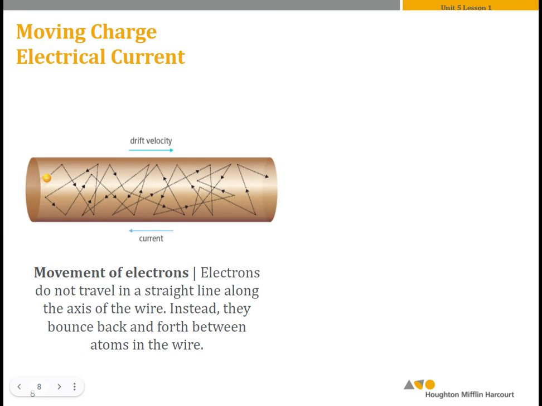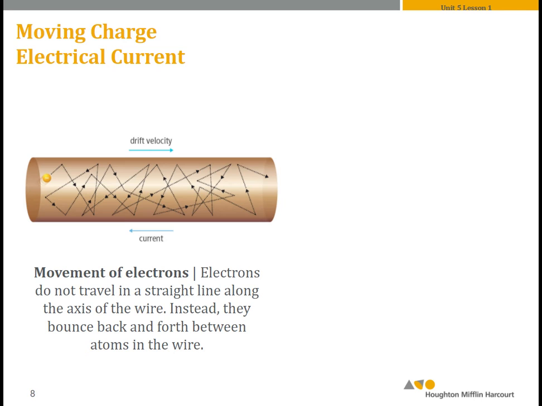So when we're looking at two different things. Drift velocity. Drift velocity is the idea that electrons are always moving through a conductor. Even though electrons are always moving through a conductor, they don't always move in the same direction, but they do kind of drift through the conductor from atom to atom.